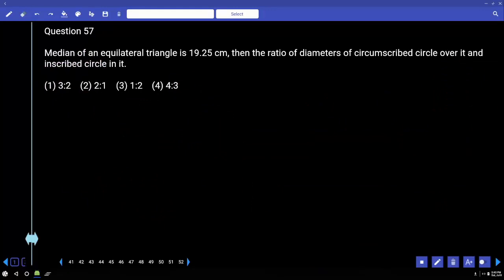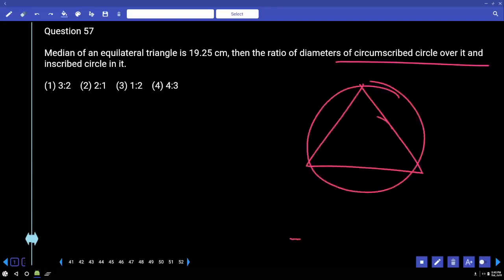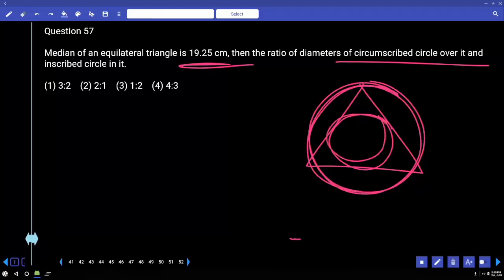The median of an equilateral triangle is 19.25. Then what is the ratio of diameters of the circumscribed circle over it and the inscribed circle in it? Median is given, but actually we need not consider this value. This is the circumcircle, this is the incircle. The ratio between circumradius and inradius is 2:1. That is the ratio of radii, and that is the ratio of diameters also. He is asking for the ratio of diameters of these two circles. Radii are in the ratio 2:1, so obviously diameters will also be in the ratio 2:1.